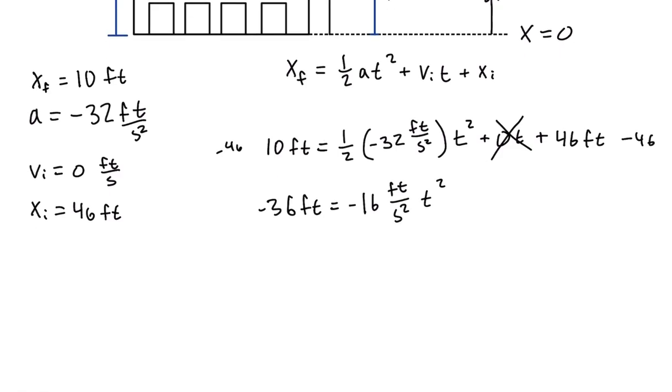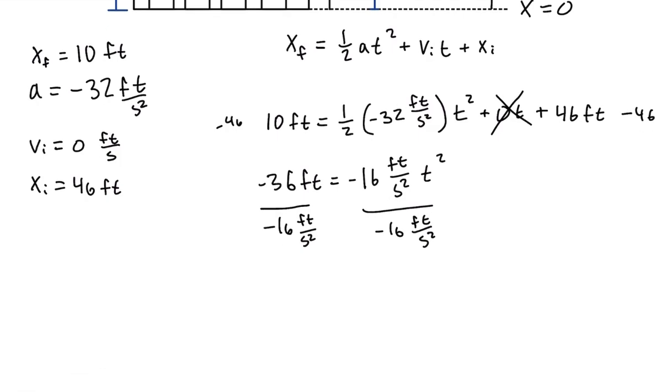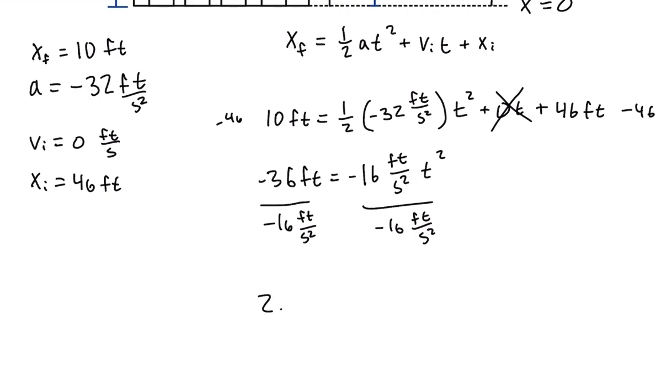Okay, and now we're going to divide both sides by negative 16 feet per second squared. Now if you don't understand this, it's totally okay, but feet divided by feet per second squared actually will give us seconds squared. So first let's do 36 divided by 16. That's 2.25, and since they're both negative, it's going to be positive. 2.25 seconds squared. And then over here, it'll just equal t squared.